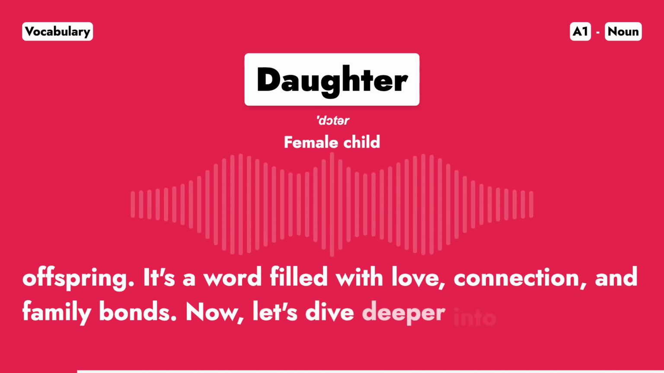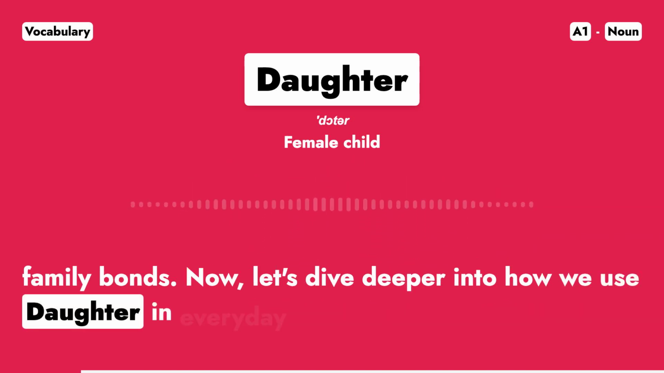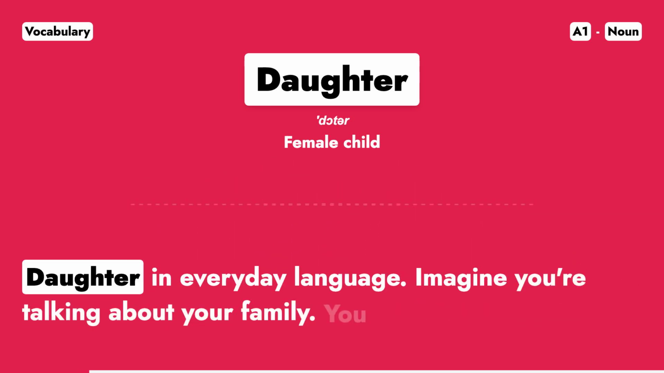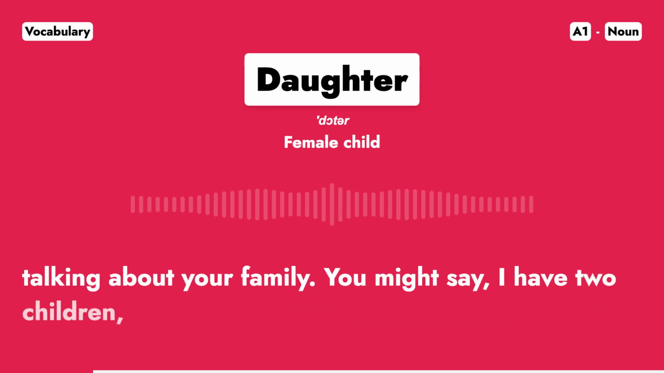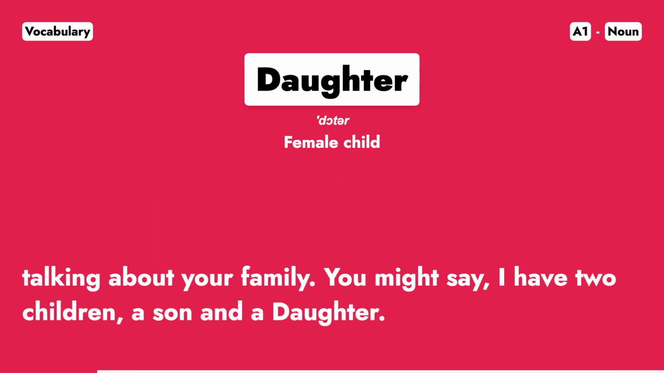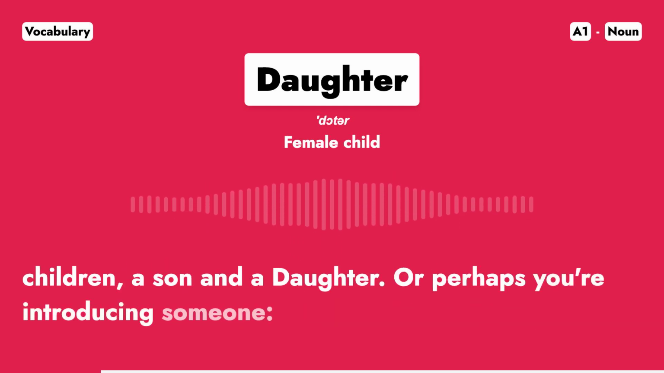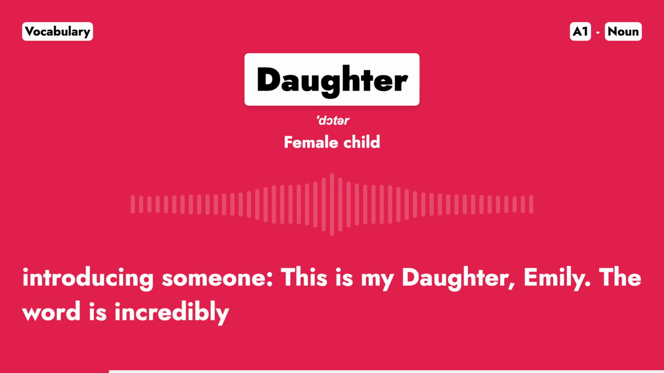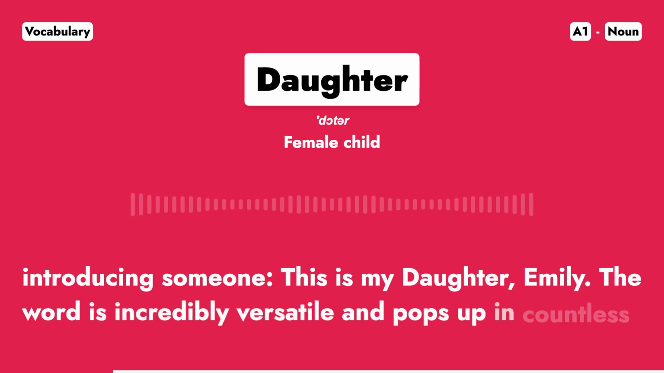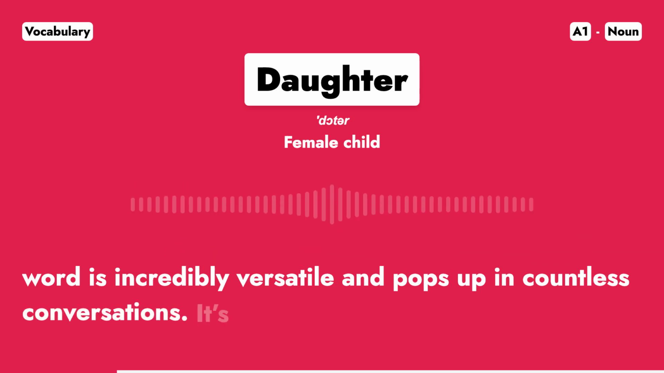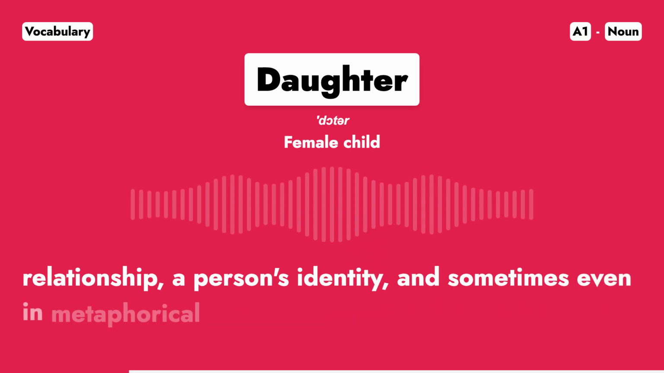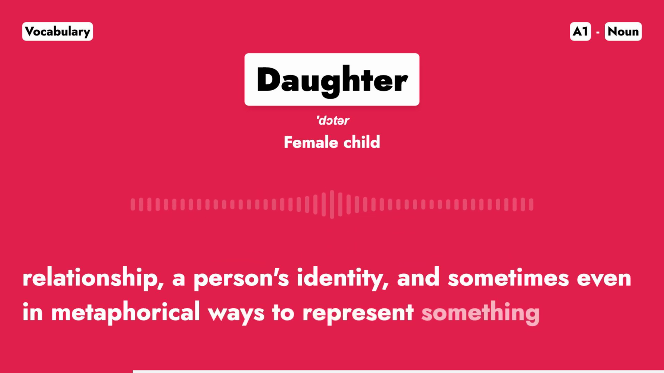Now, let's dive deeper into how we use daughter in everyday language. Imagine you're talking about your family. You might say, I have two children, a son and a daughter. Or perhaps you're introducing someone. This is my daughter, Emily. The word is incredibly versatile and pops up in countless conversations. It's used to describe a family relationship, a person's identity, and sometimes even in metaphorical ways to represent something precious or cherished.